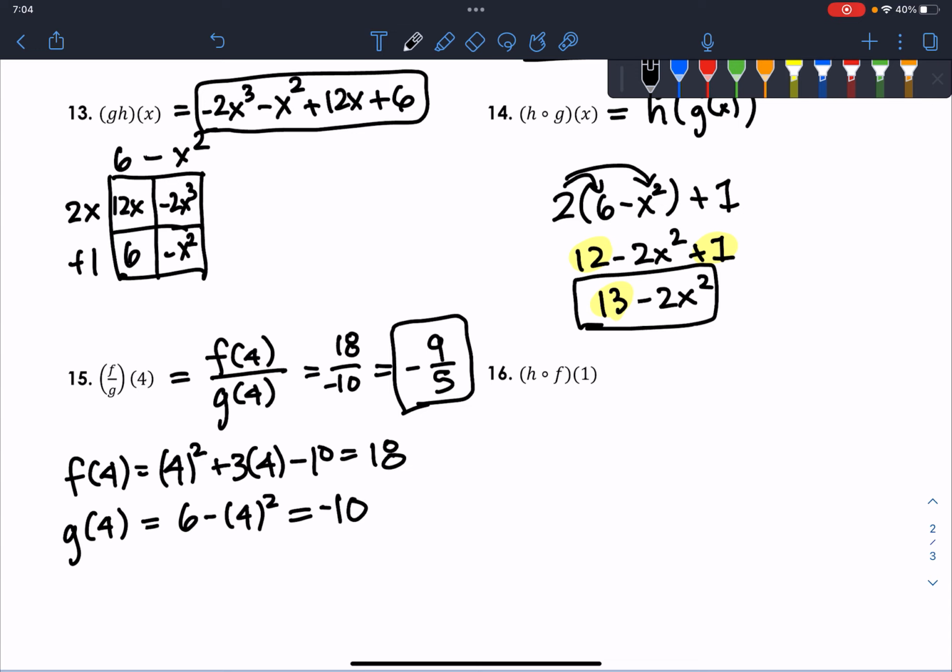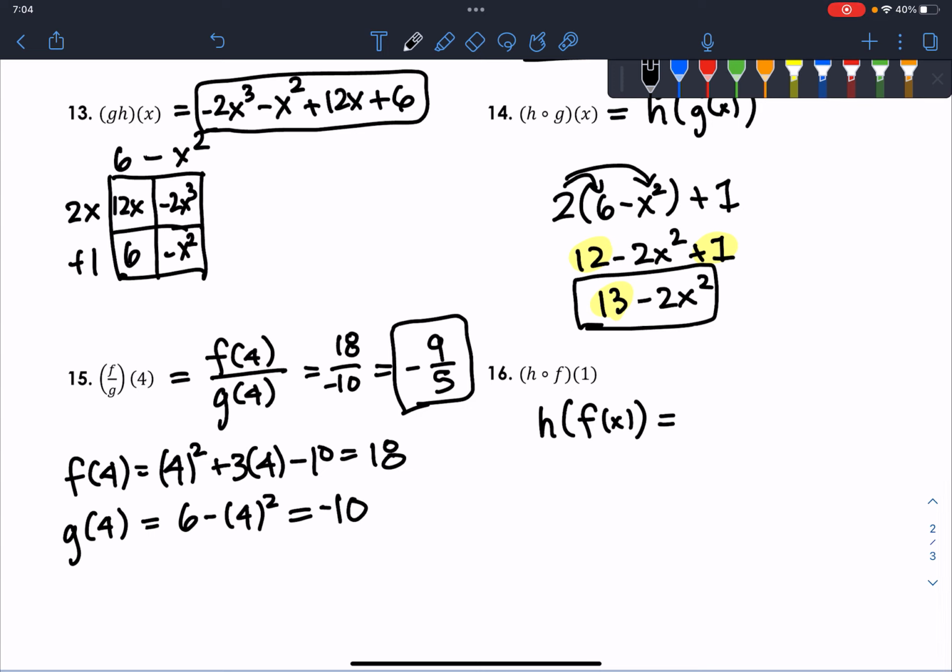Now for number 16, this is another composition, but now we want to plug in f into h, but replace the x with 1. So we want to first do this composition. We want to do h of f of x, and when I find that total, I then want to plug in the 1 afterwards to evaluate this. So here, we're first going to plug in the f into the h.